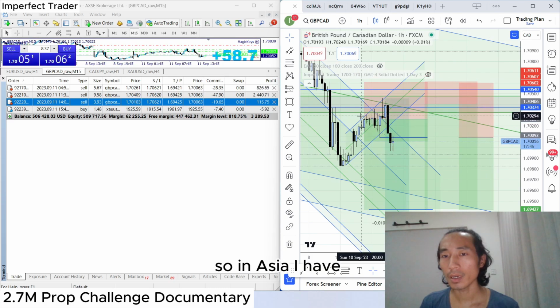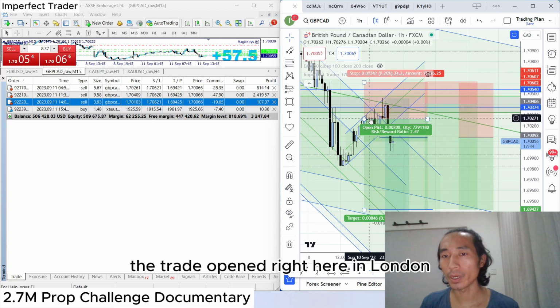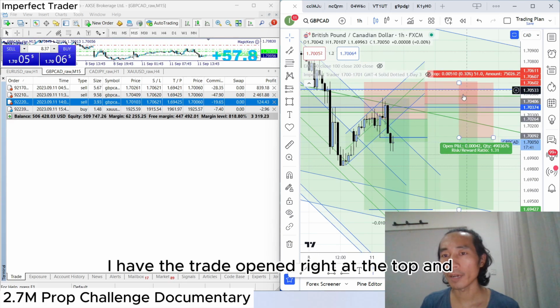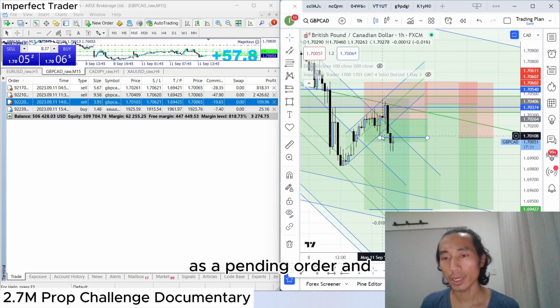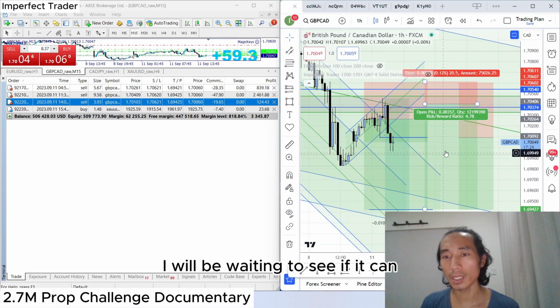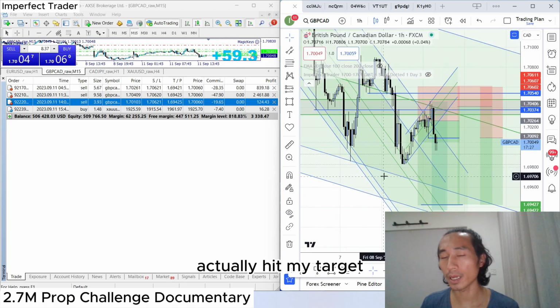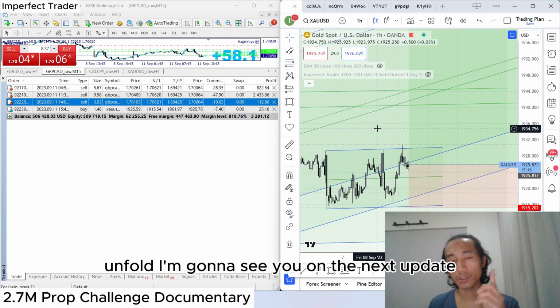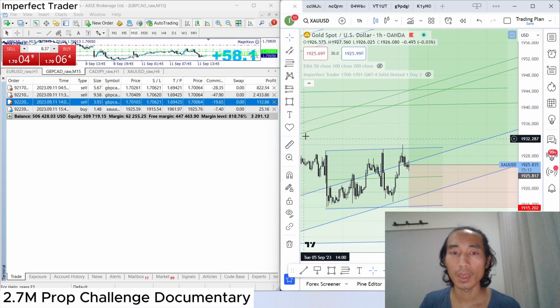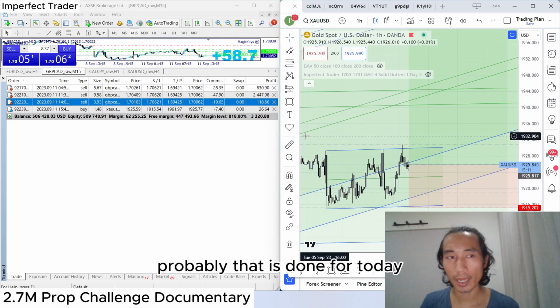So in Asia, I have the trade open right here. In London, I have the trade open right at the top, and around pre-New York, I have another trade open as a pending order, and I will be waiting to see if it can actually hit my target. So let's see how the result eventually unfolds. I'm going to see you on the next update. Probably that is done for today.